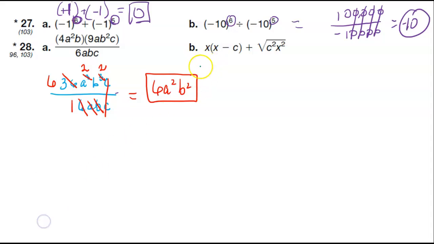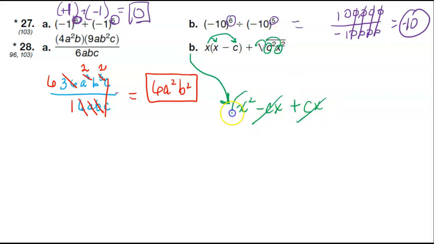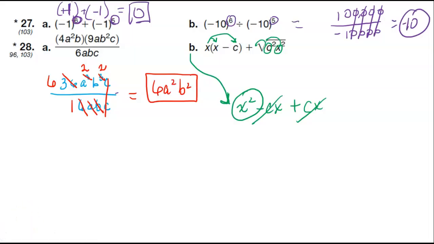Let's see, let's do green. Let me come over here. This I'm going to have to distribute. So I will have x squared minus cx plus the square root of this. Since there's 2 of each of these, I can take a c out and I can take an x out. So that's plus cx. These are going to cancel, and this is my answer. Oh, that's it. All right, let me know if you have any questions.